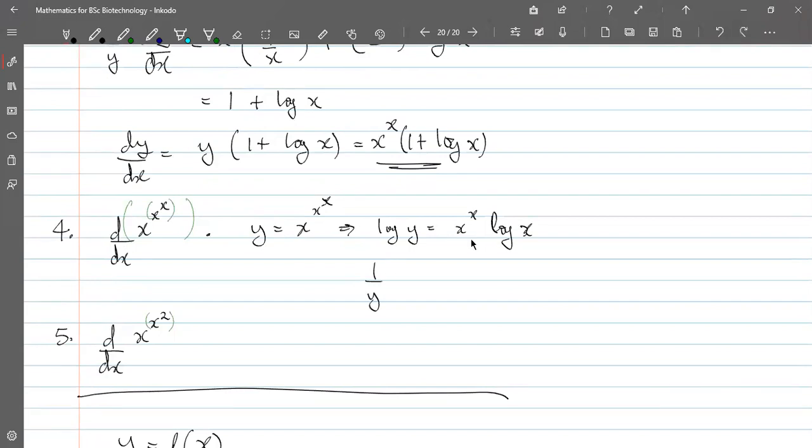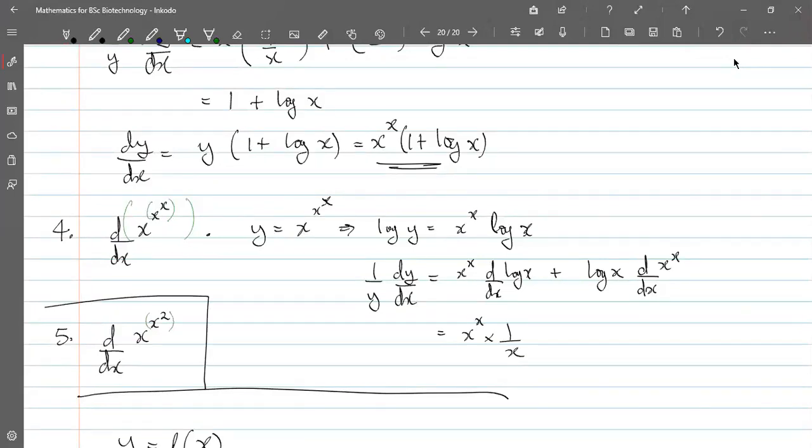So using that, what I'll do is differentiate immediately. So 1 upon y dy dx equals, so let me write it first, x to the x d/dx of log x plus log x d/dx of x to the x. Now here you have derivative of log x is 1 by x. So x to the x times 1 by x plus, what is this? Derivative of x to the x. That's what we have here. So that will be x to the x times 1 plus log x.